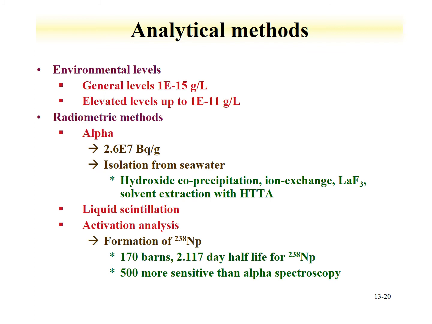Another interesting route is the formation of Neptunium-238 by the neutron capture on Neptunium-237, so neutron activation analysis. And this has a high capture cross-section, 170 barns, and the half-life of the Neptunium-238 is very short, 2.117 days. So this allows for a very sensitive route for the determination of neptunium, and it's found to be 500 times more sensitive than alpha spectroscopy.